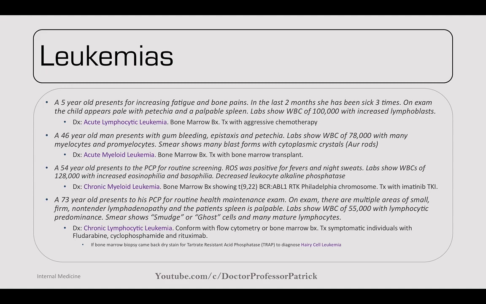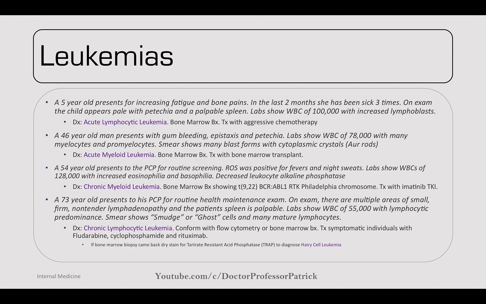Next up, there's a 54-year-old who presents to a PCP for routine screening. Review of systems was positive for fevers and night sweats, or B symptoms. Labs showed WBCs of 128,000 with increased eosinophils and basophils. Decreased leukocyte alkaline phosphatase, so this is not a leukemoid reaction. The diagnosis would be a chronic myeloid leukemia. You can confirm it with bone marrow biopsy, and you want to look for a translocation of 9;22, the BCR and the ABL1 genes, and this is a Philadelphia chromosome. You can treat with imatinib or Gleevec and some of the other tyrosine kinase inhibitors.